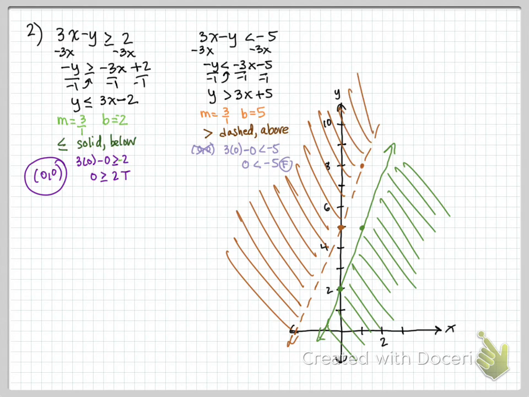Now, you might have already noticed that the slopes were the same, and that should be an indication that we were going to have parallel lines. But not all parallel lines have this problem. Sometimes the parallel lines do overlap their shading. But in this particular case, the answer here would be no solution. And the reason is there's no overlap. So there's nothing the two have in common.